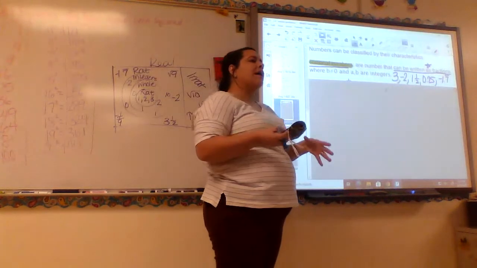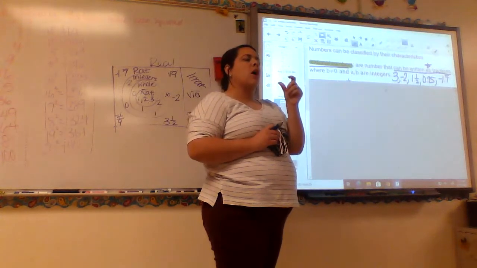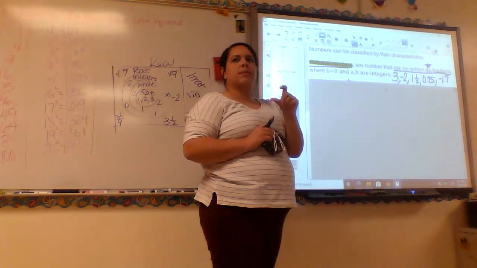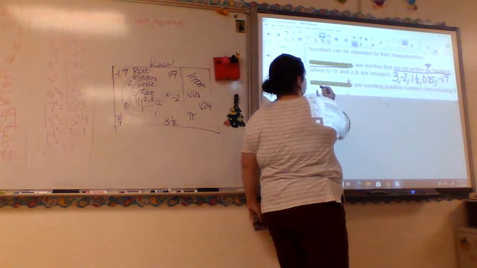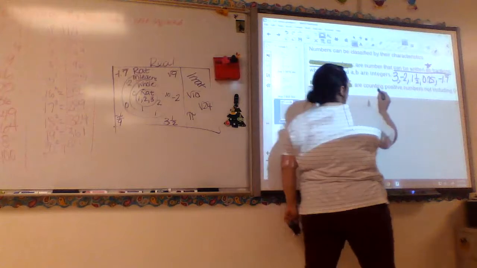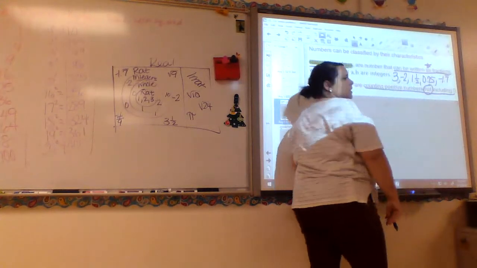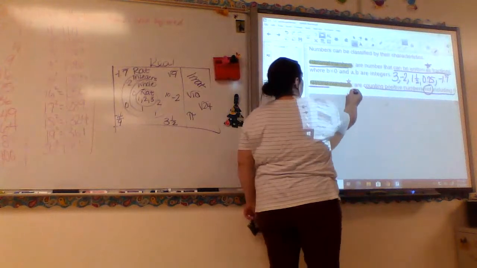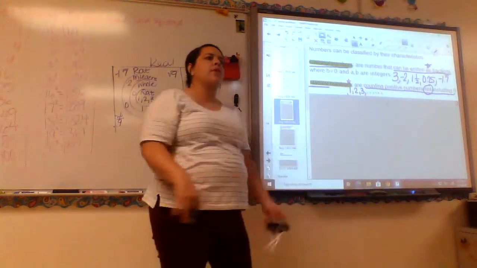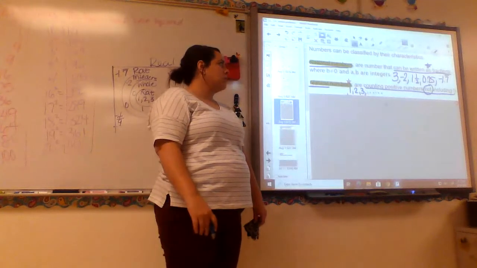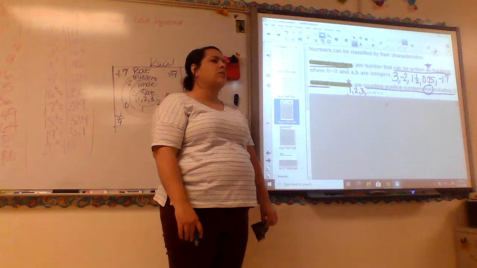Now, in the rational numbers, there are 3 subsets. We're going to start with the hardest, most exclusive subset to get into, all right? And that is the natural numbers. The natural numbers are positive counting numbers, not including 0. So that would be like 1, 2, 3, 4, 5, 6, 7, 8, 9, 10, 11, 12, 13, 14, 15, and so on.